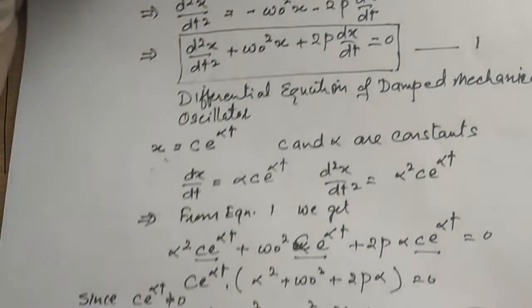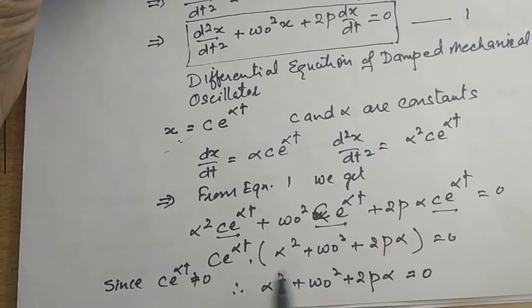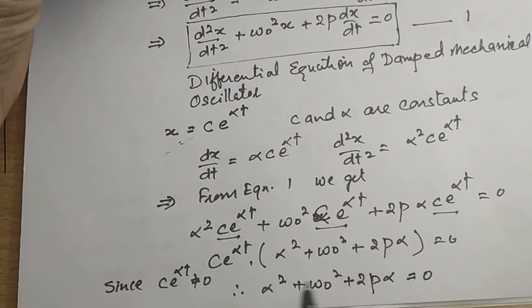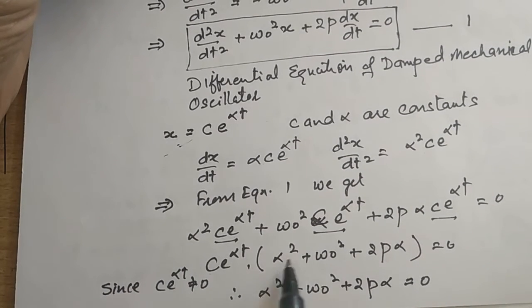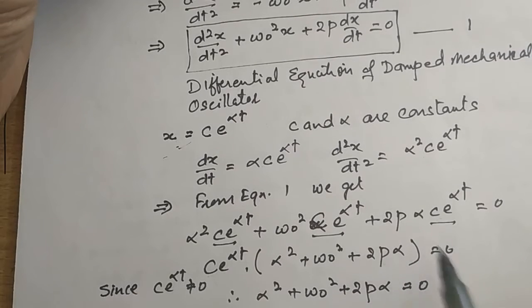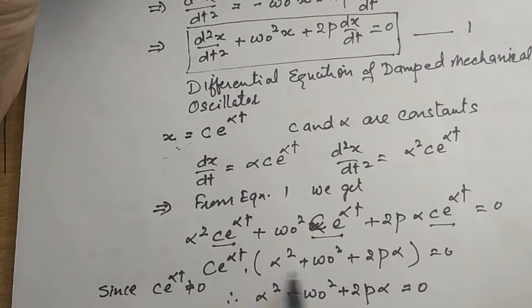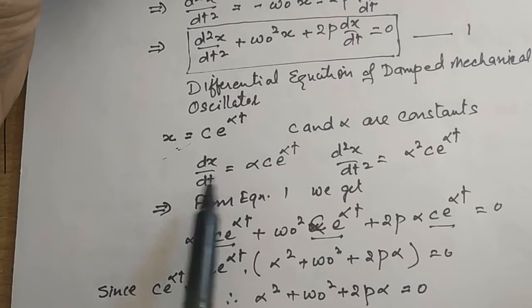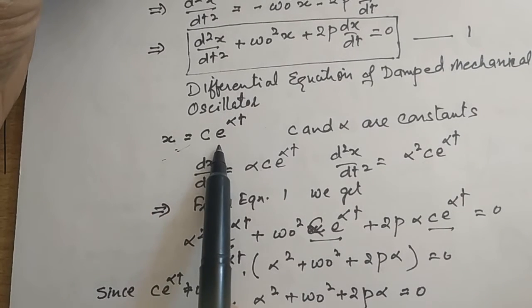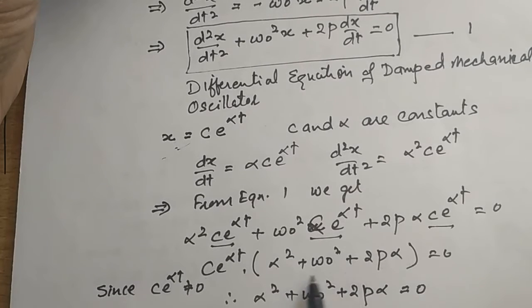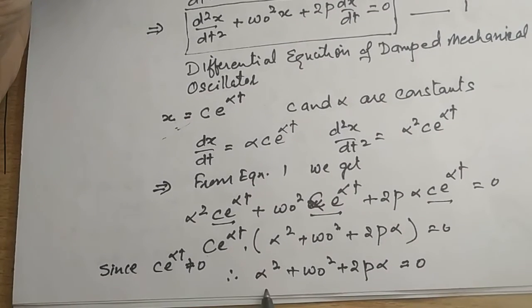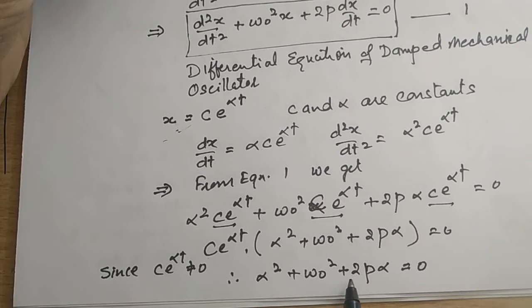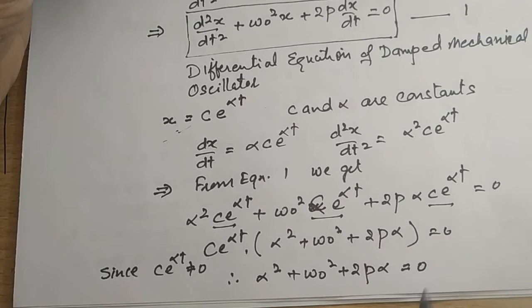Now since this equation contains two factors, one term here and another term here, and the result is 0, the result can be 0 only if one of them is 0. Since this factor cannot be 0, as we have assumed it is not 0, therefore this bracket factor should be 0. Therefore we can write alpha square plus omega naught square plus 2p alpha equal to 0.